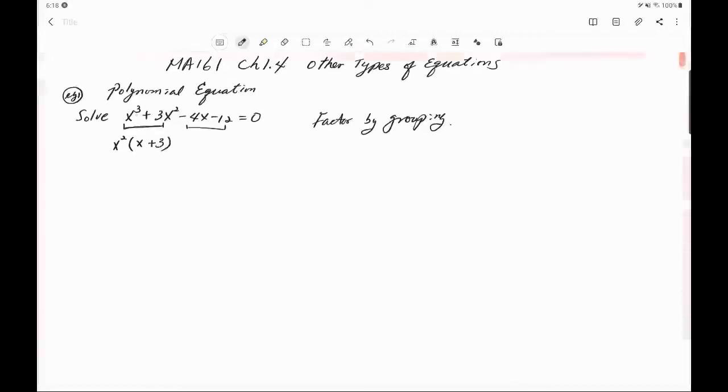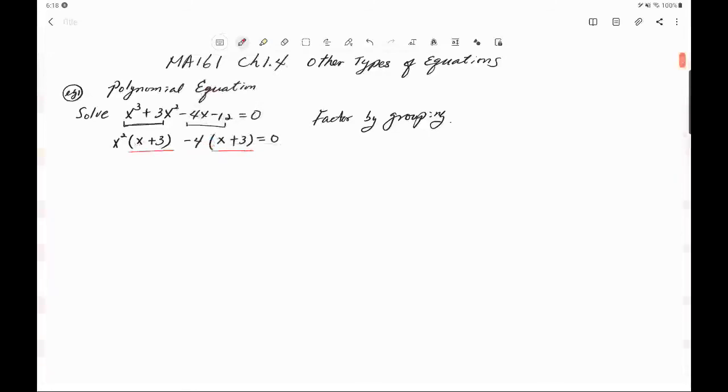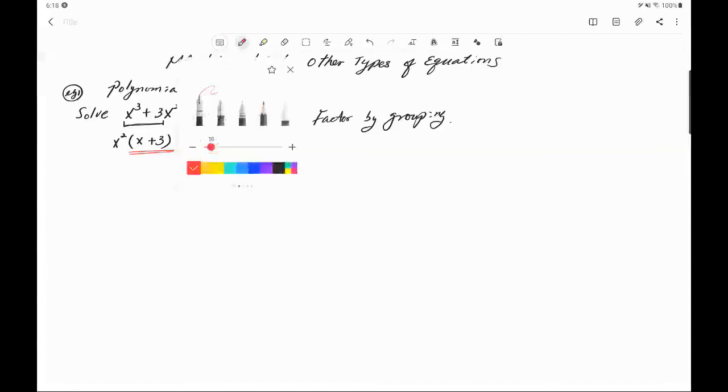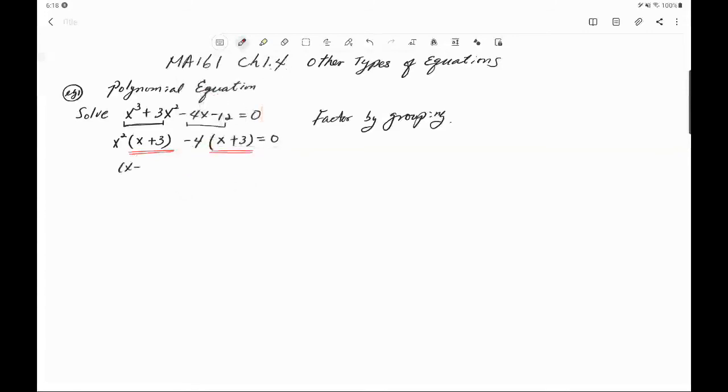For the second group, the common factor is -4, right? So factor out -4. Then the first term becomes x, and since the negative went out, the second term becomes positive 3. As you see, we have a binomial factor, and these 2 factors are the same. So we can factor out x plus 3 and then put parentheses. Since x plus 3 is factored out, x squared is left over, and -4 is the factor left over.